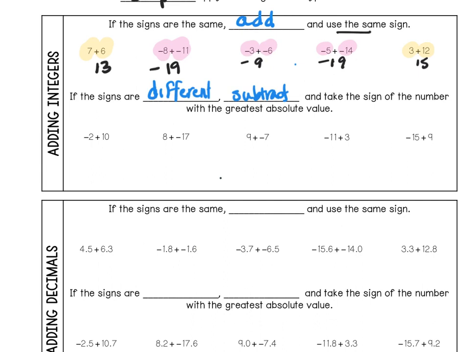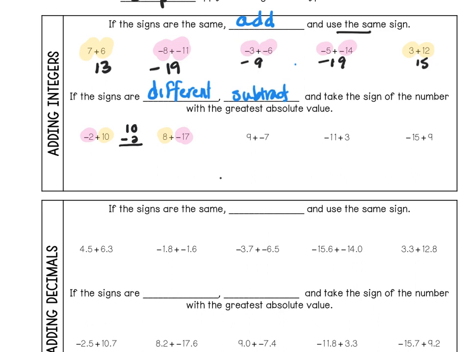So we're going to start with this first one. I'm going to go ahead and highlight to help myself. I'm going to do the first 2 together, and you're going to do the next 3 on your own. So when I have different signs, it said that I have to subtract. So I'm going to take the number with the highest absolute value, which is 10, and I'm going to take away the number with the lowest absolute value.